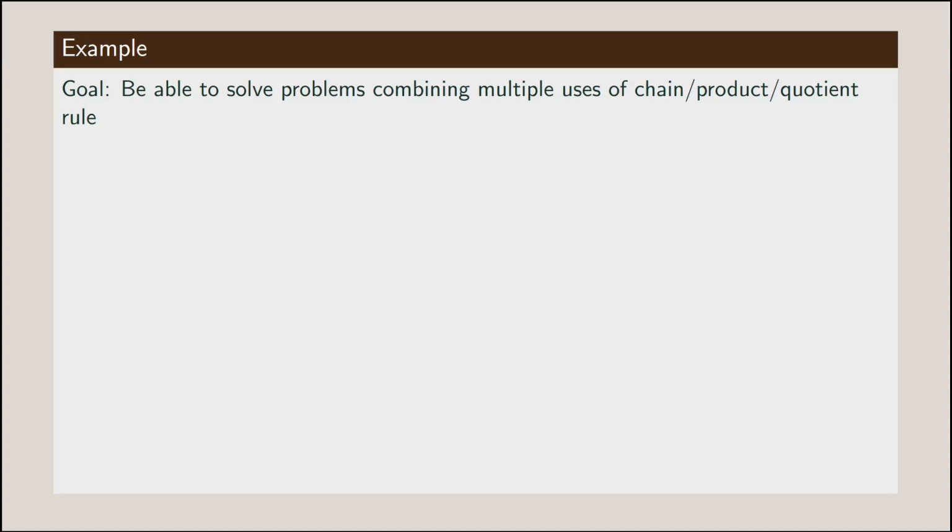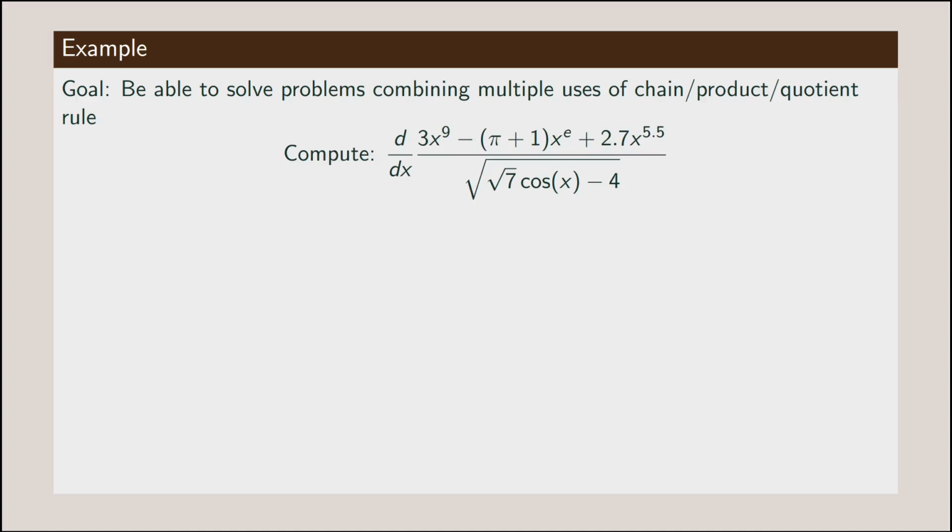One of my explicit course goals for Calc 1 is that students should be able to solve problems combining multiple uses of the advanced derivative rules, the chain, product, and quotient rules. I could test this skill with a problem like this. It requires both a quotient rule and a chain rule to work out the derivative of the denominator.